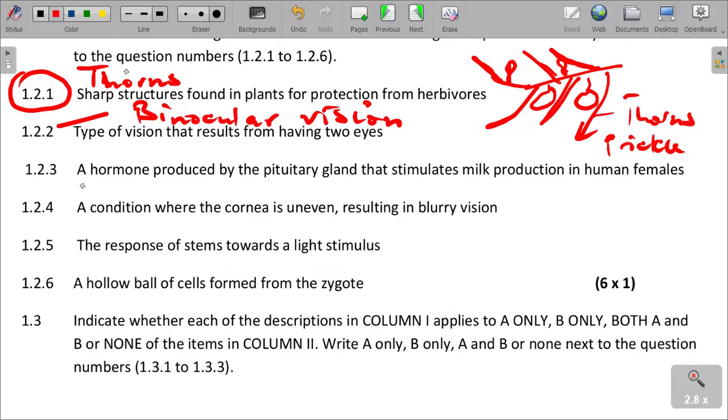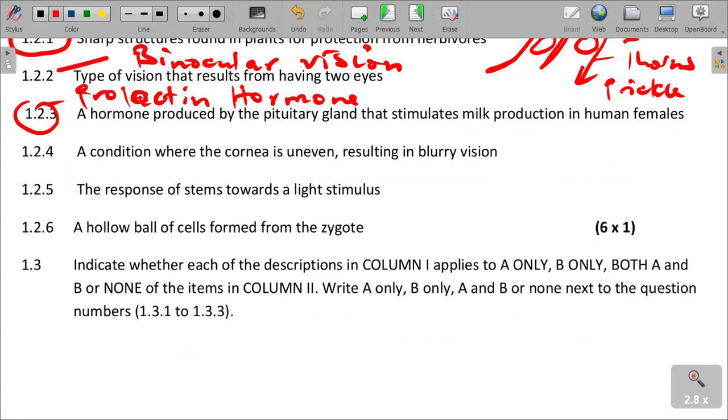A hormone produced by the pituitary gland that stimulates milk production in humans. Milk production is actually stimulated or promoted as a result of prolactin hormone. Prolactin, it is because of prolactin hormone. It stimulates the mammary glands of animals to produce more milk, which is secreted from the time of pregnancy, continuously going with the development of pregnancy.